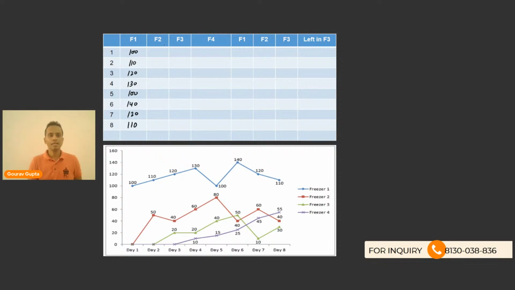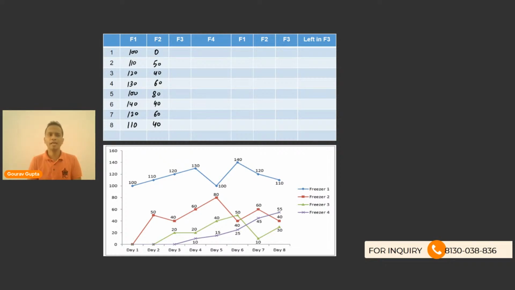All right. Let's now insert the data for freezer number 2. Now, freezer number 2, which is with red colored line. So day 1, no tub is there. Then 50, 40, 60, 80, then 40, 60, and 40. So these are the number of tubs which are shifted from freezer 1 to freezer 2 at the beginning of every day. Okay, right? Now, on day 1, the number of tubs in freezer 1 was 100.